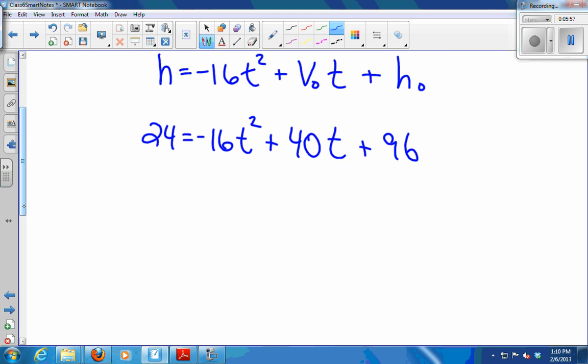Now we solve this with any method we want, any quadratic. So what should we do? Okay, so you want to put the 16t squared on the left and the 24 on the right. So well, then what would you do?